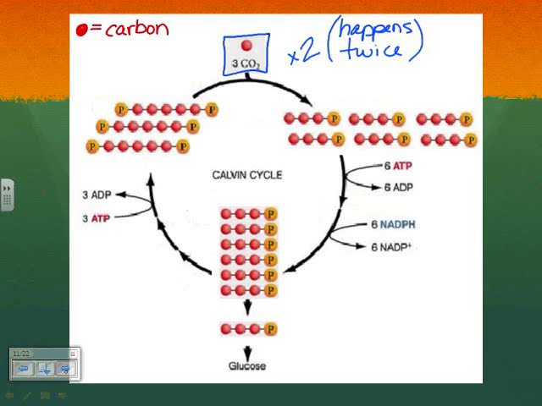Where did the oxygen come from? The inside. Oh, the water. The water, right? The oxygen comes from the water, not from the Calvin cycle. These oxygens that are on the carbon dioxide, they're staying with the carbons. I'm just not drawing them all in. All right? So this is just a very simplified picture of the actual chemistry.